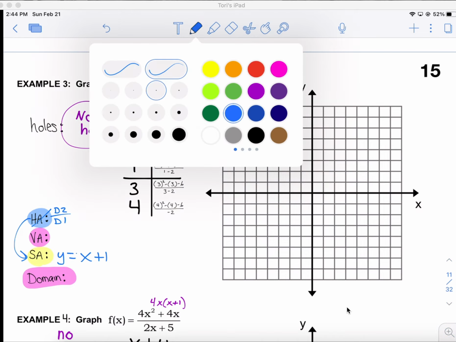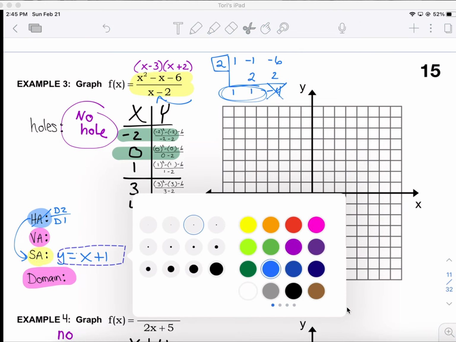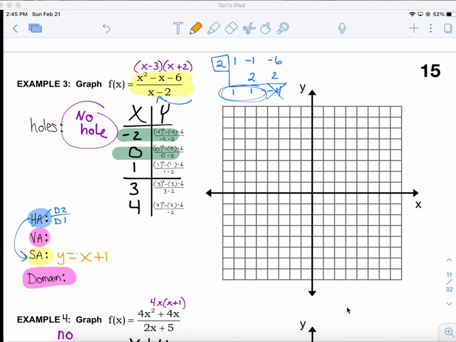Okay, I'm going to change colors. He is going to be orange actually. There we go. All right, so if I graph my slant asymptote to start, we are graphing mx plus b, x plus 1.